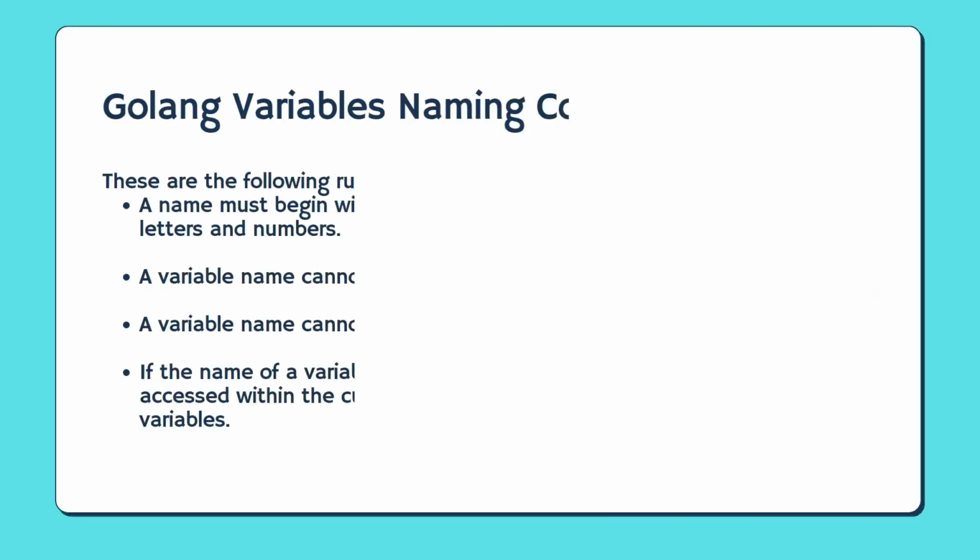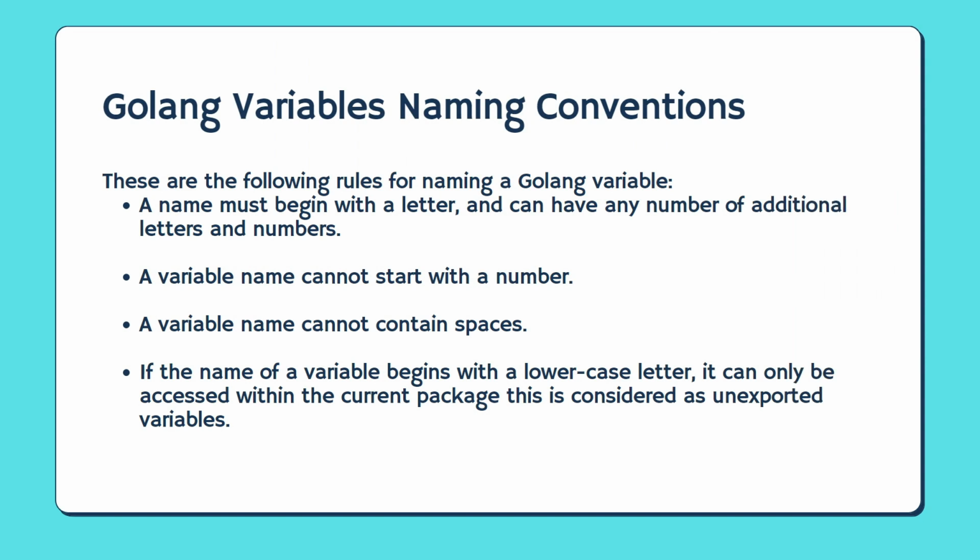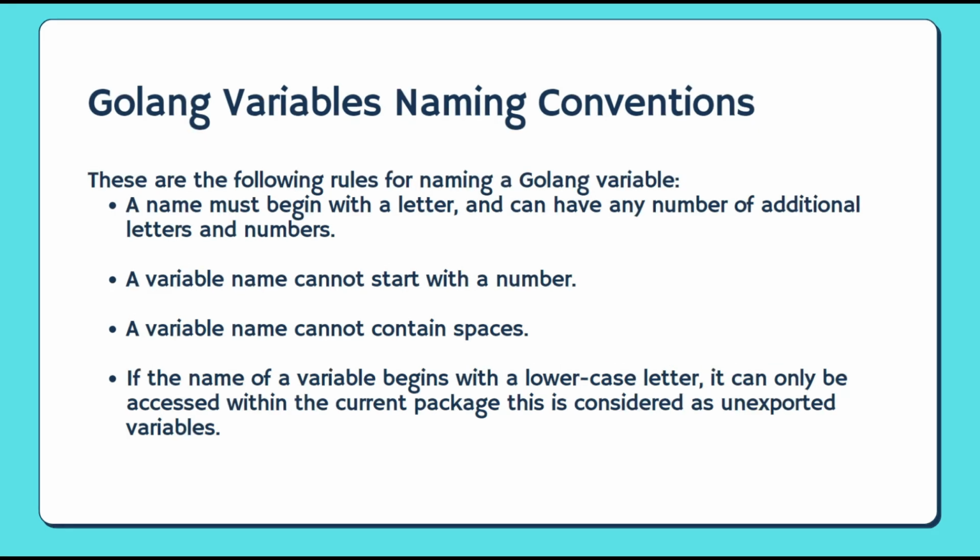Golang variables naming convention. These are the following rules for naming a Golang variable. A name must begin with a letter and can have any number of additional letters and numbers. A variable name cannot start with a number. A variable name cannot contain spaces. If the name of a variable begins with a lowercase letter, it can only be accessed within the current package. This is considered as unexported variables.